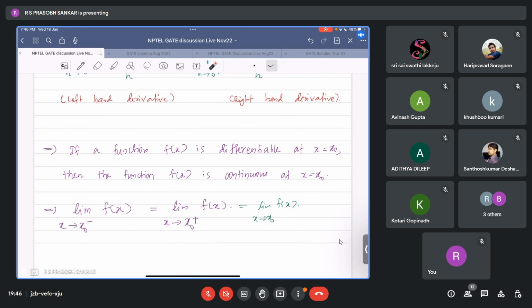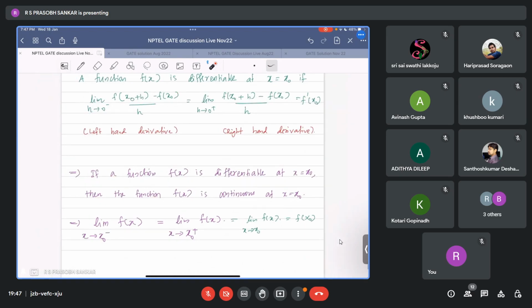What this means is that if a function is continuous, then the limit of x going to x naught of f of x exists. In other words, the left limit and the right limit, the limit of x going to x naught minus f of x, is the same as the limit of x going to x naught plus f of x, which is the same as the limit of x going to x naught of f of x. And this thing we call the value of the function at that point. If this is true, then we say that the given function is continuous at the point x equal to x naught. And the point here is that if a function is differentiable at x equal to x naught, then the function is continuous at that point.